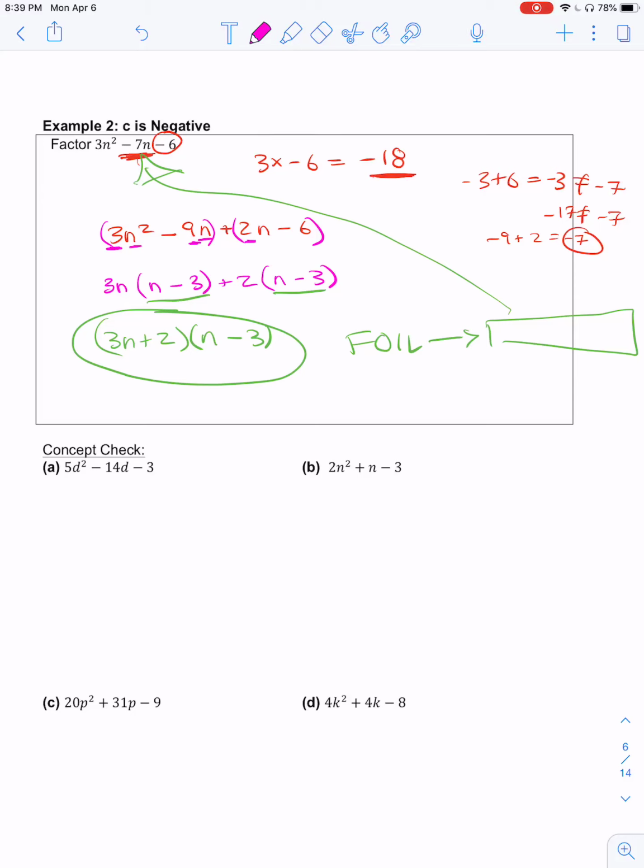Hey class, welcome back. Let's get into example 2 here where C is negative. So you can see I've circled C in red.